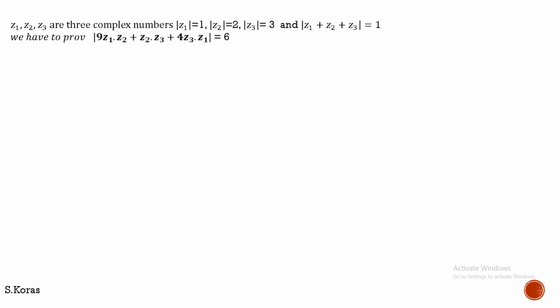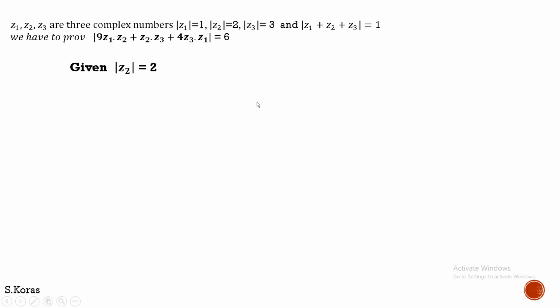Now again let us take the same way. Let us take any one of these modulus values. If you want to take z1, let us take modulus of z1 is equal to 1, or modulus of z2 is equal to 2, whatever it may be. For example, let us take this in our work. Now modulus of z2 is equal to 2, it is given.